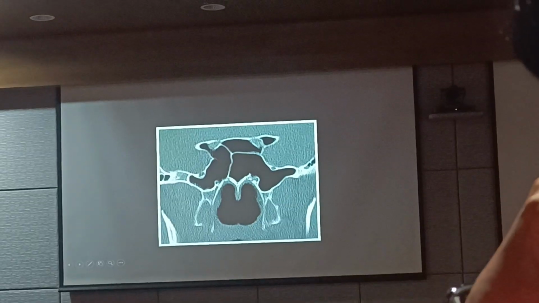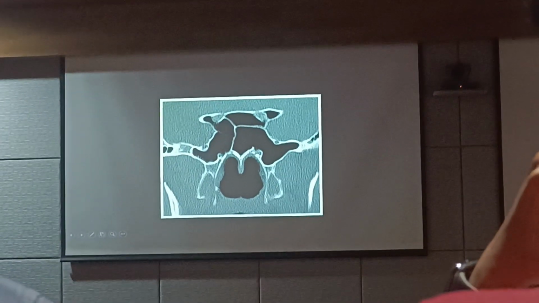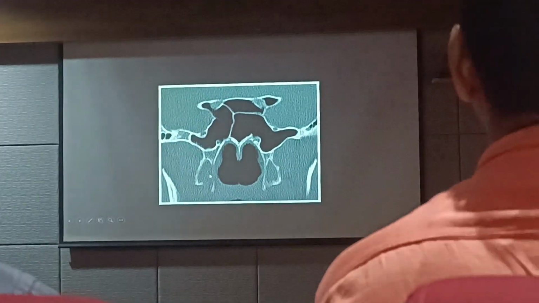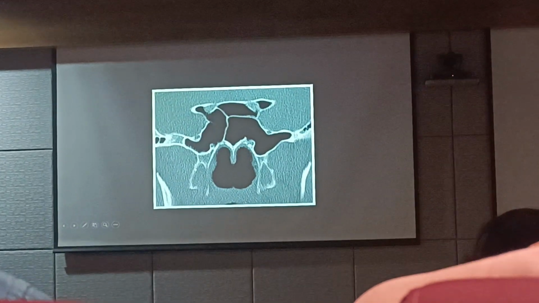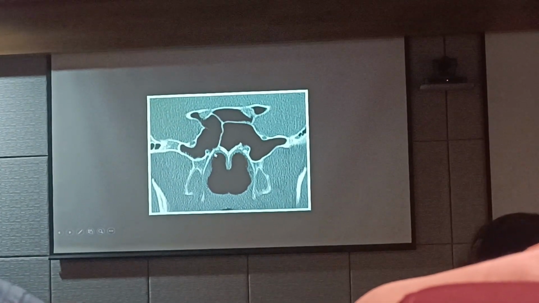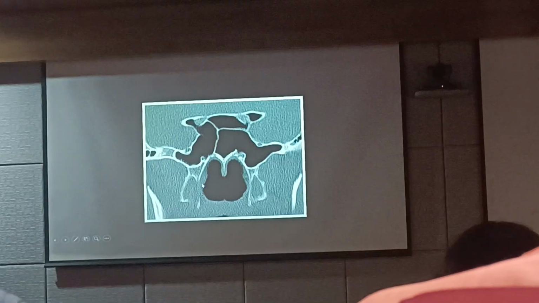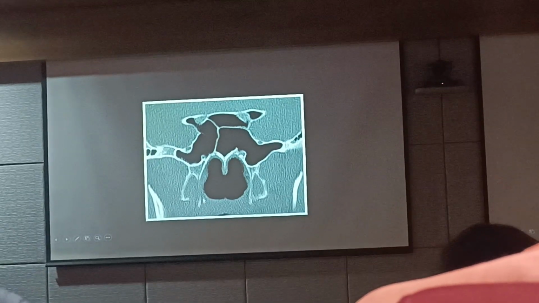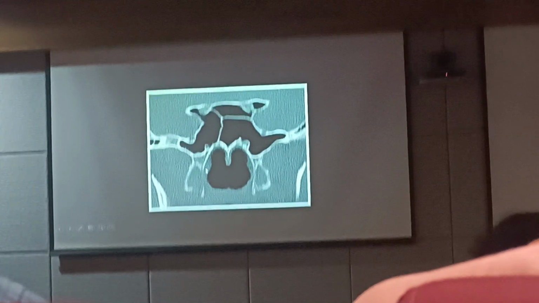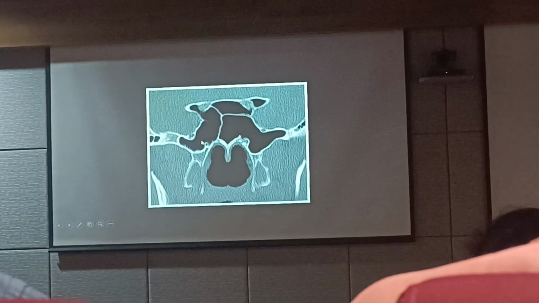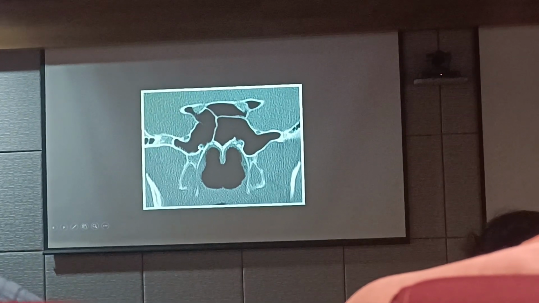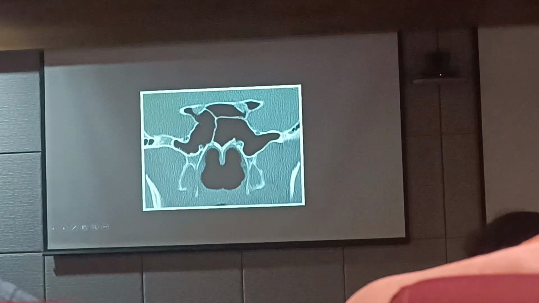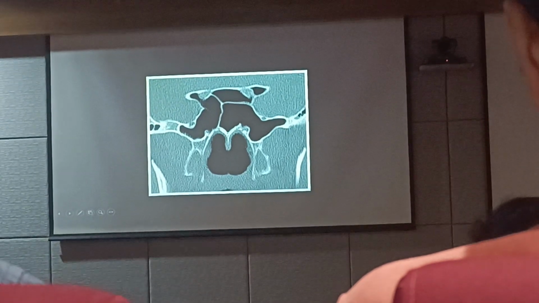The lateral wall of the choana is what? Medial pterygoid plate. Can you see this pterygoid? This is the medial pterygoid plate, this is the lateral pterygoid plate. Correct? So the lateral wall of the choana is your medial pterygoid plate. Normally, you don't get so much pneumatization. If you get pneumatization of this area of the sphenoid sinus, it's called the lateral sinus.